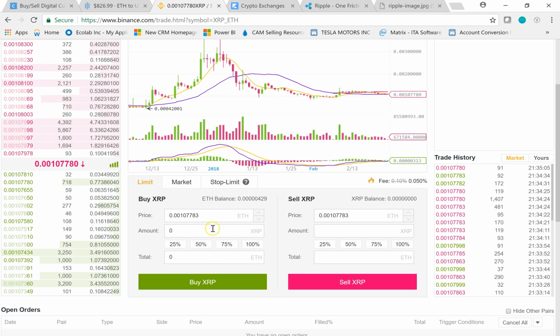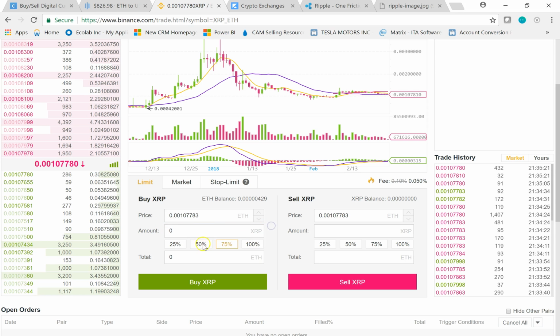So you type, say, maybe 100%, or if you want to use 50% of your Ethereum. This is very important. If you have, say, a couple of Ethereum and you only want to use one of them, then you're going to type in the amount of XRP you want to get. These percentages tell you the max you can get with the amount of Ether that you have in there.